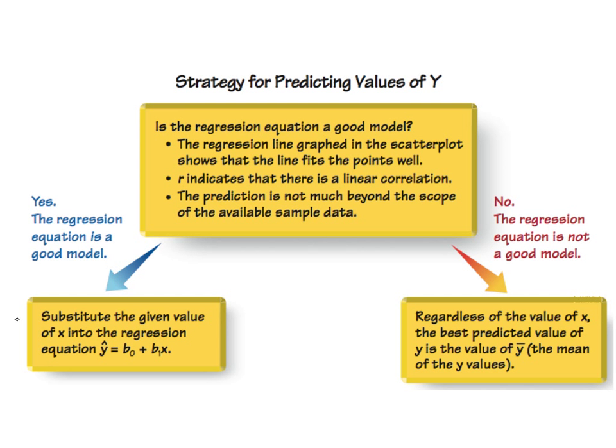If it's not good enough, and again, it only has to meet one of these criteria, the fact that it does not meet the fact that r is good enough, that's kicking me over here. Regardless of the value of x, the best predicted value of y is the value of y bar. So in this question, what's that mean?